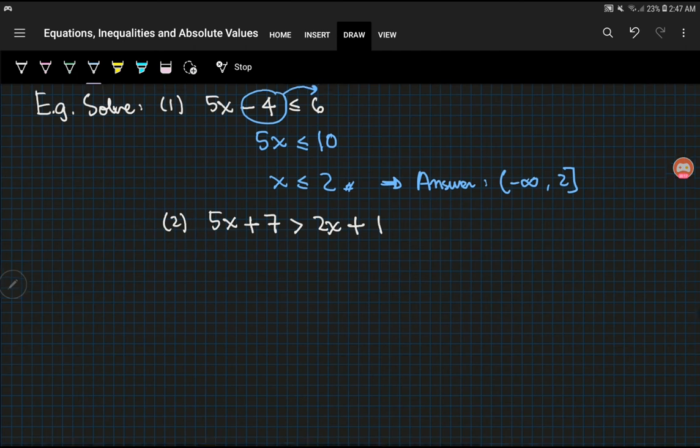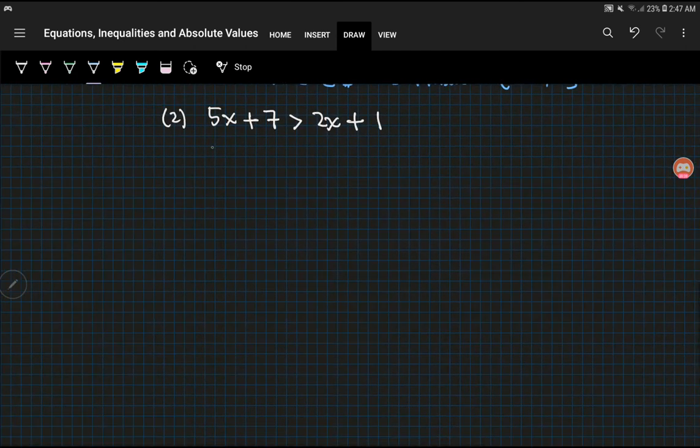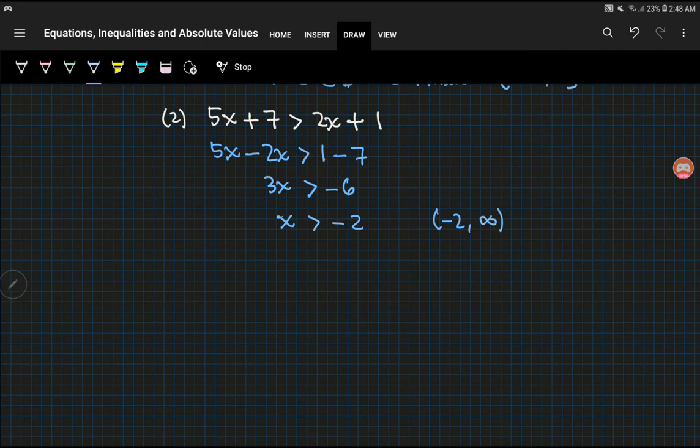Okay, so what we'll have here is 5x minus 2x greater than 1 minus 7. So we'll have 3x greater than negative 6. So we'll have the answer x greater than negative 2. Or negative 2 to infinity.